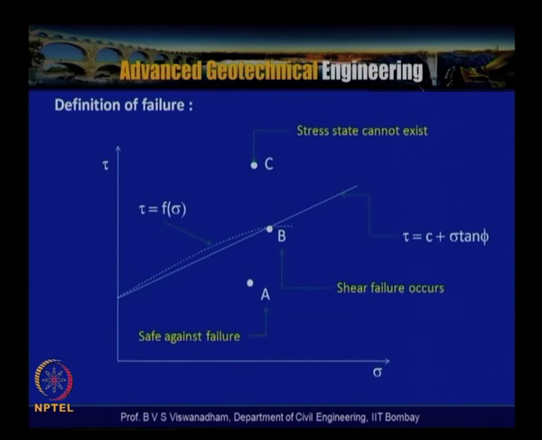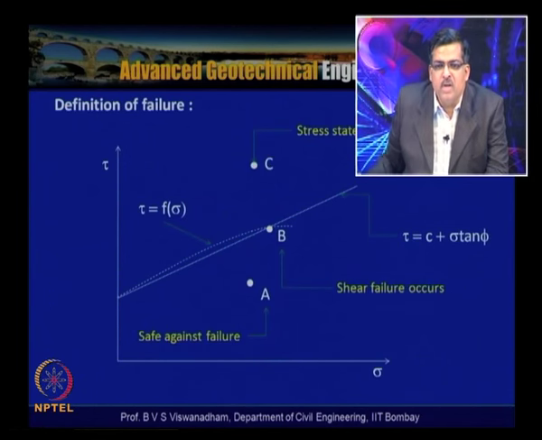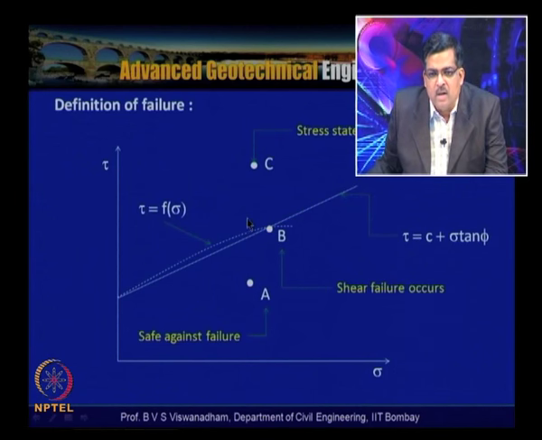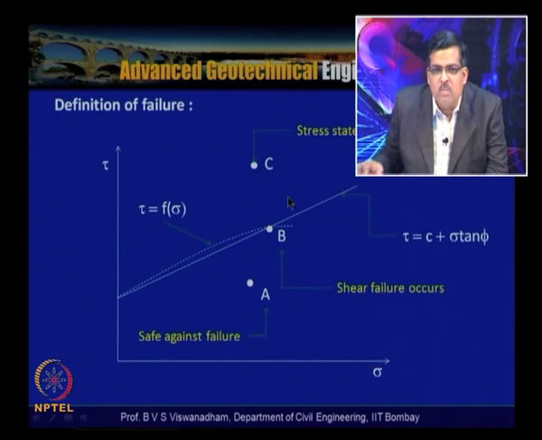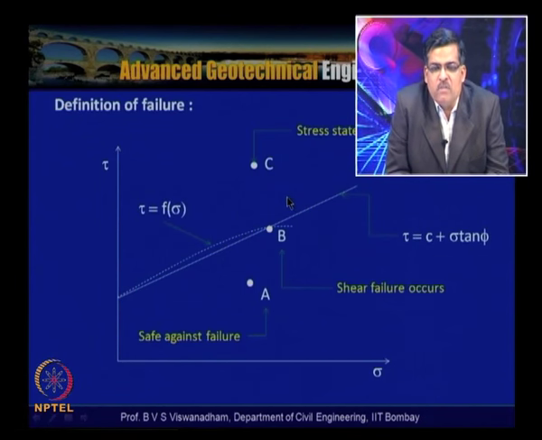If you look at the definition of failure, when you have the tau-sigma envelope and a stress point A, it is stable, and no shear failure occurs for A. But when it is on the failure envelope, then shear failure occurs. The tau is equal to a function of sigma is represented here, and this means that a stress state cannot exist above the failure envelope. That means the failure would have already taken place.